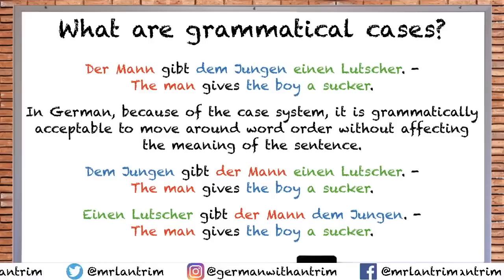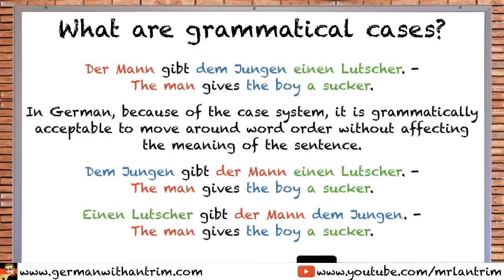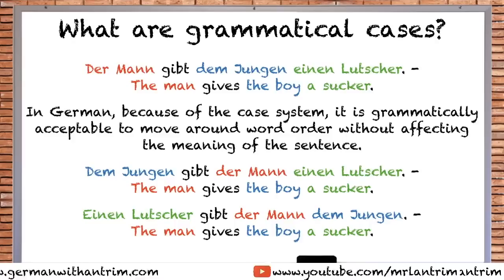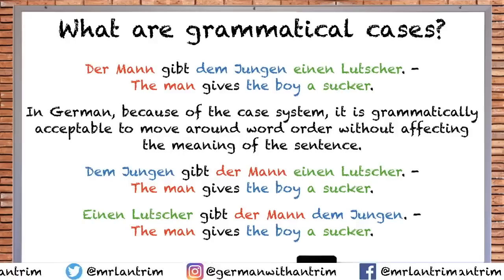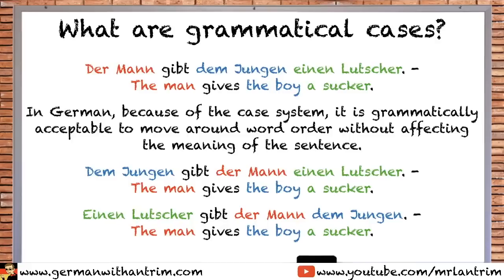At any rate, der Mann is in red for the subject, in the blue version there is dem Jungen for the dative case, and einen Lutscher is the accusative case. Because of the German case system, it's grammatically acceptable to move word order around and play around a little bit, make things a little more exciting, and not have the same boring subject, verb, other stuff. You can have the indirect object first, which is what happens in the next example.